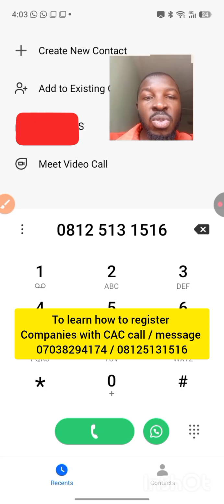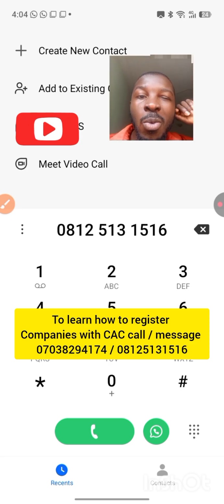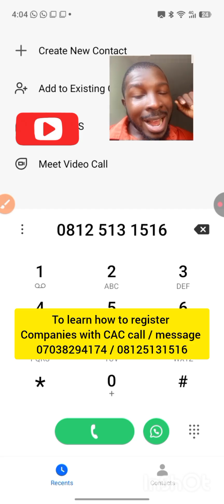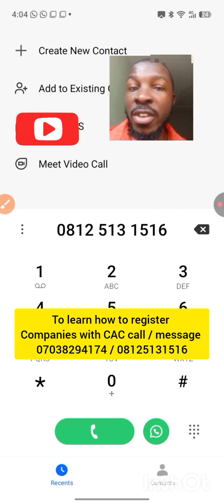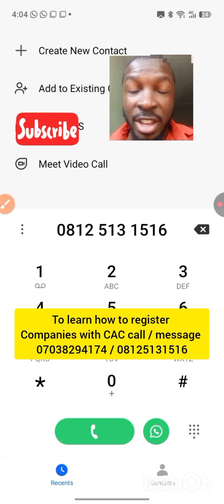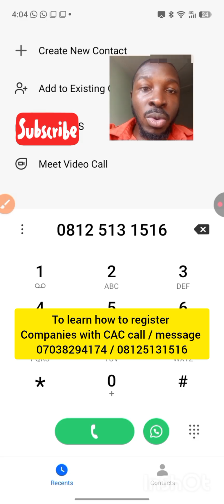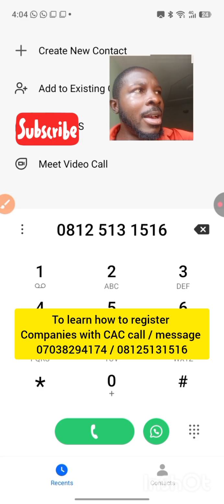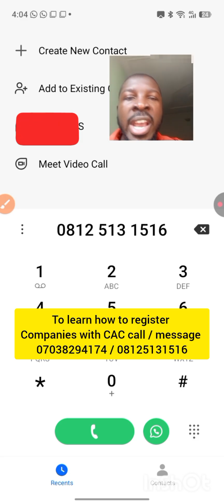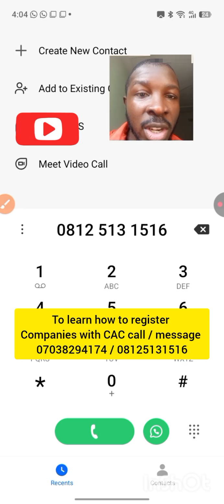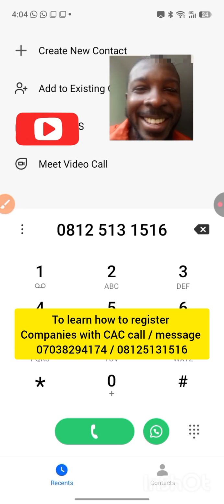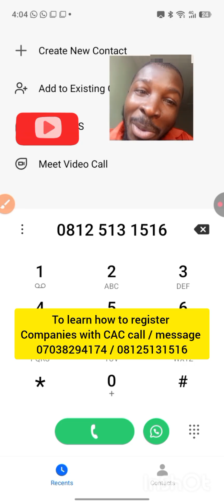Do register your company, register your businesses with someone who is experienced to avoid hardship. Even some lawyers, do you understand? If they're not experienced in registration, even though they went to school, they represent someone in all these things, but they will make mistakes. Me, I got experience.